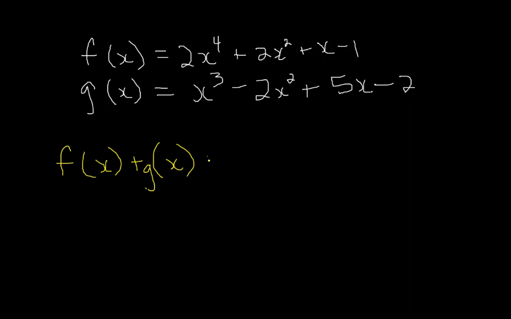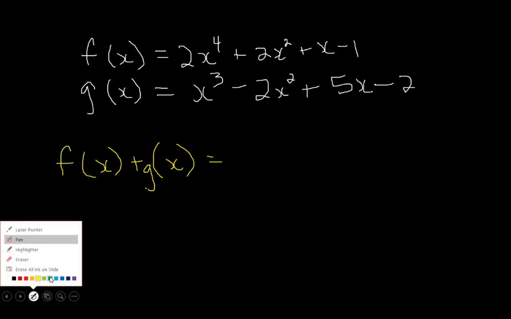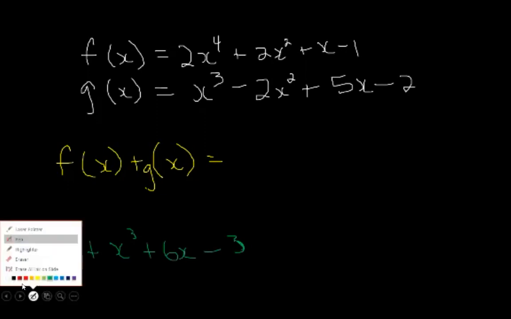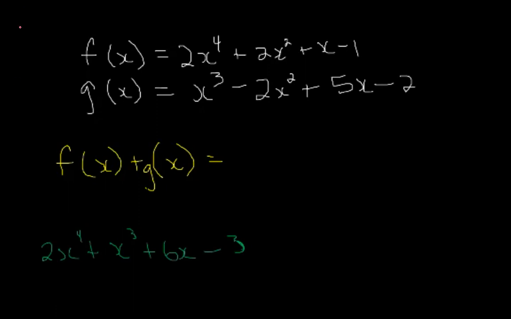Miss, I got 2x to the power of 4 plus x cubed plus 6x minus 3. Okay, well, let me see. So addition or subtraction of polynomials, you could only do that with like terms. Like terms have the same base, same power.